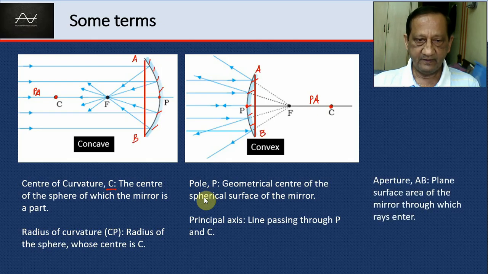Then, if I draw a straight line AB in each case, that is called the aperture, a plane surface area of the mirror through which the rays enter. That's called the aperture.